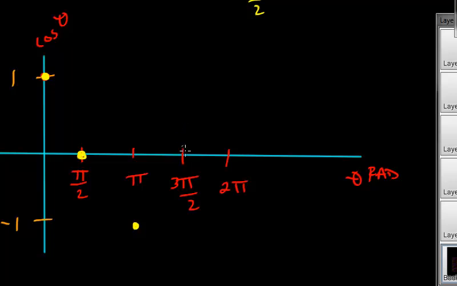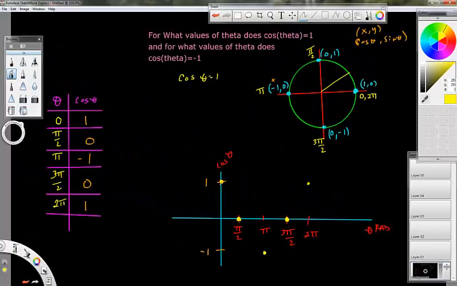3 pi over 2, 0, and 2 pi would be 1. So that would be right there. So this graph would go, if I can do this, like this. Okay, and then that cycle would keep going. Great. So we've now got our graph of the cosine function.